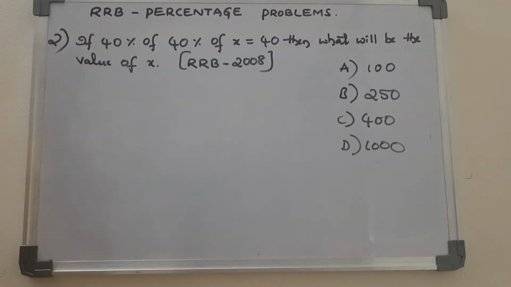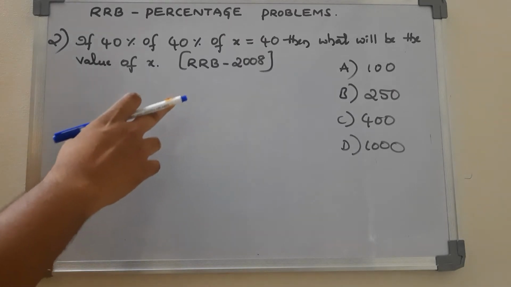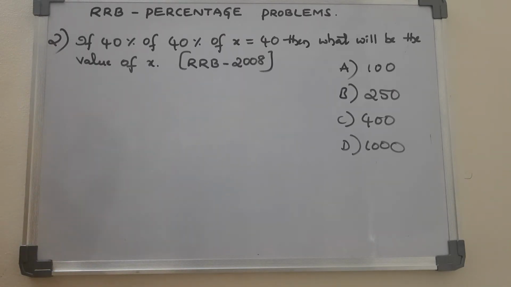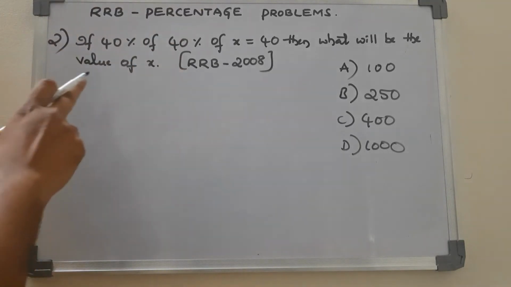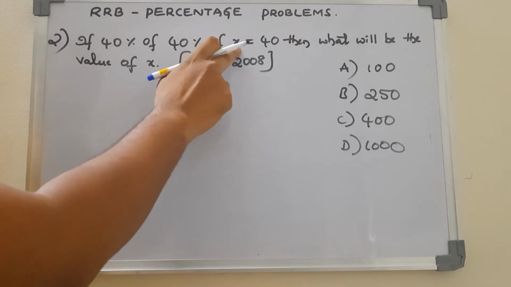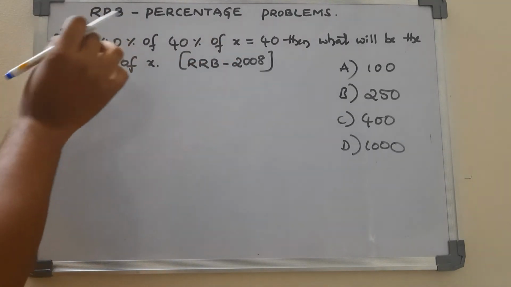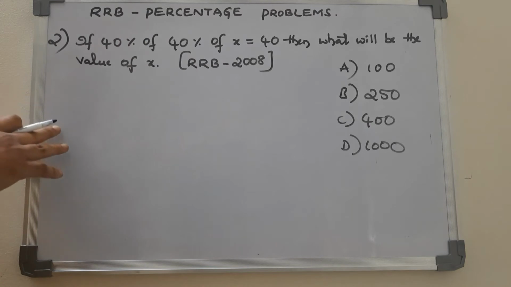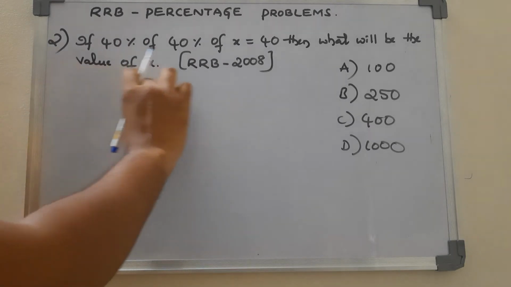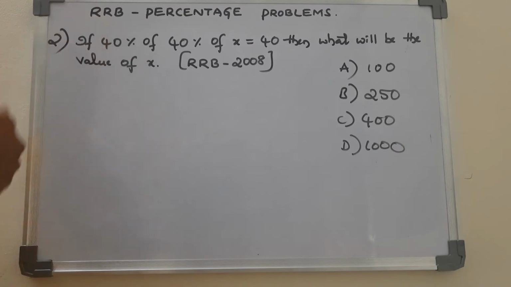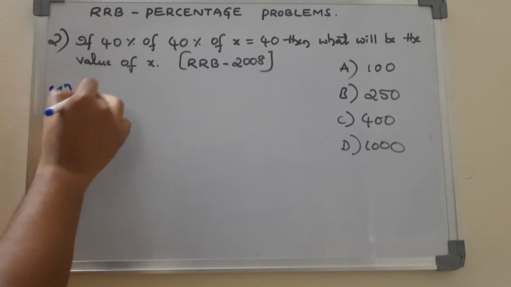Have a look at this problem. This problem appeared in the RRB examination 2008. He has given 4 options; let me read out the question once. If 40% of x is equal to 40, then what will be the value of x? That means we have to find the value of x. Just as in the first problem, after reading the question, simply write down the equation.